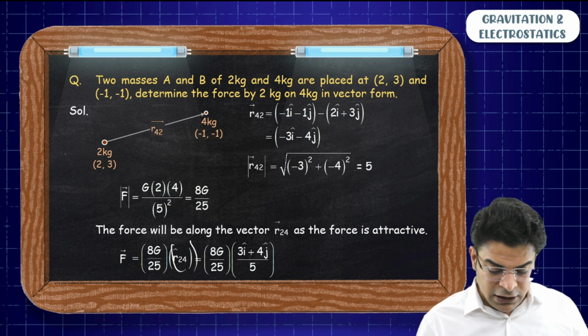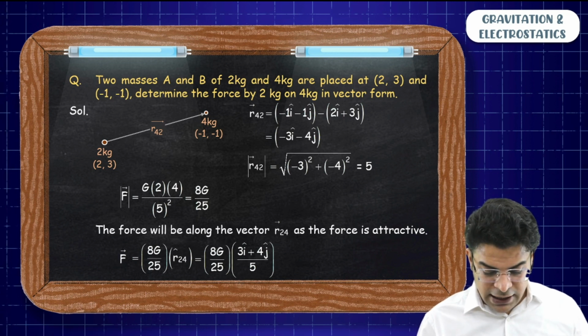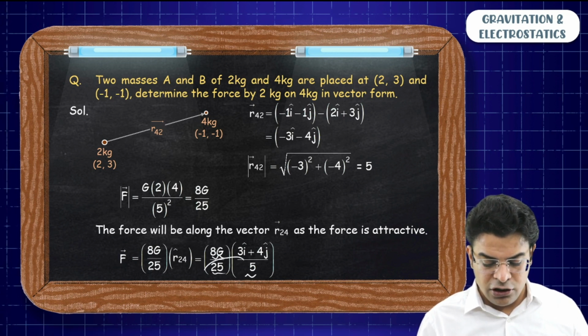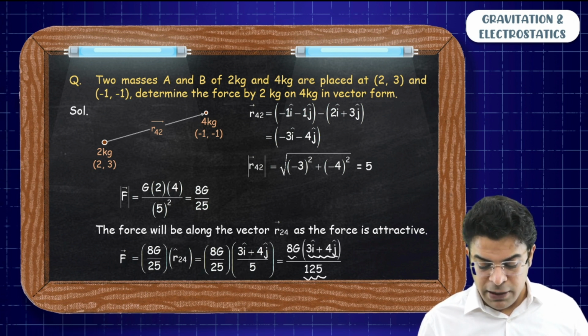And the unit vector will be 3i cap plus 4j cap divided by its magnitude, which is 5. So here you get 8g by 25 into 5. In the denominator, you get 125. So you get 8g into 3i cap plus 4j cap by 125.